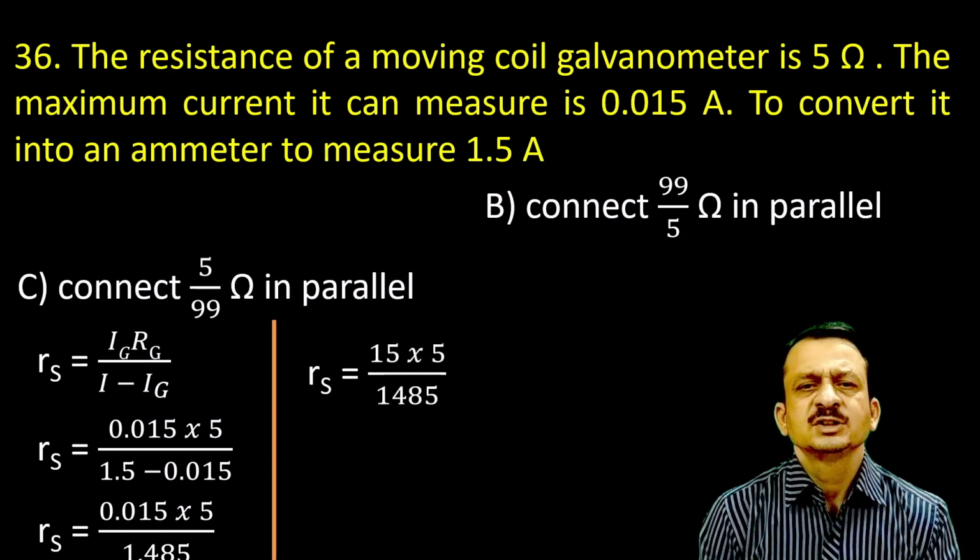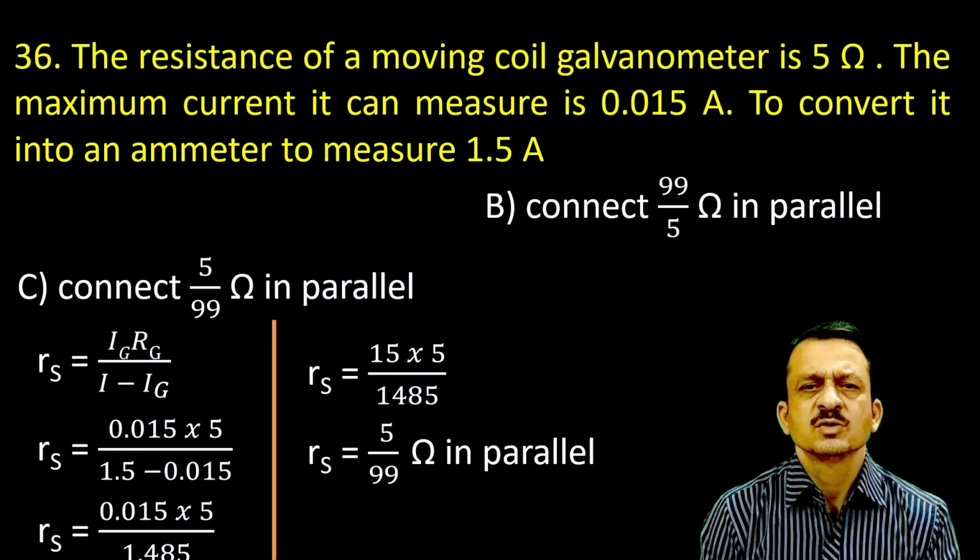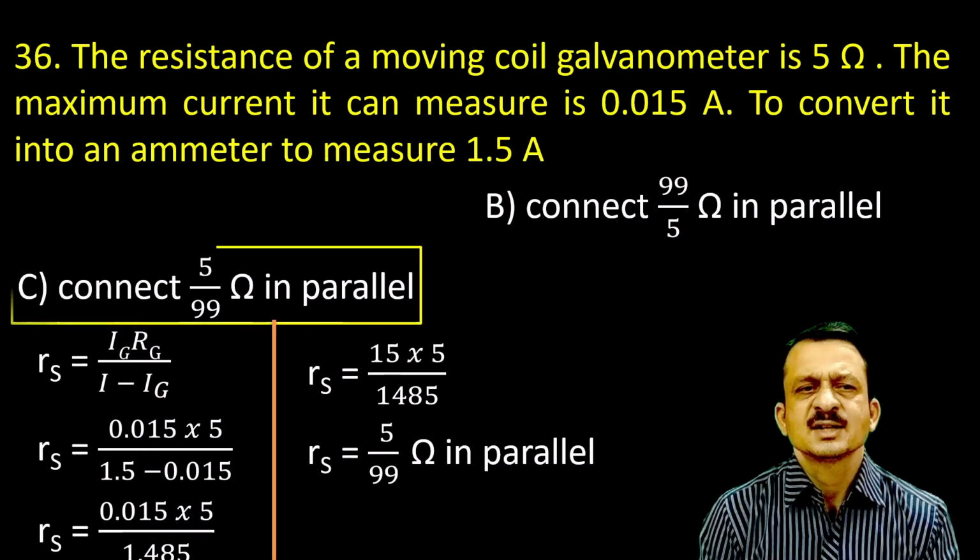Now 15 ones are 15, nines are 135. In 148 we are having 13. Therefore once again it is nines. So in the denominator I will get 99. In the numerator I will get 5. Therefore Rs should be equal to 5 by 99 ohms. It is to be connected in parallel. Therefore C is the right answer here. Next problem.